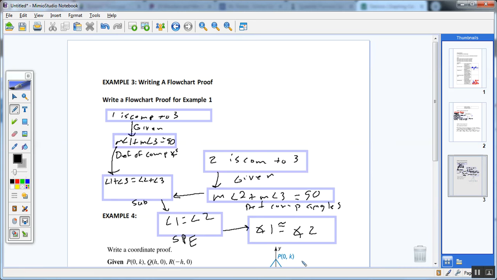I'm telling you, kids, paragraph proof, flowchart proof, or the two-column proof that we've done in the past. I still say nowadays the two-column proof is the way to go.